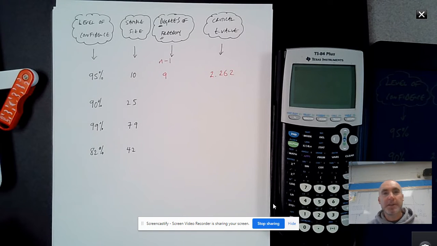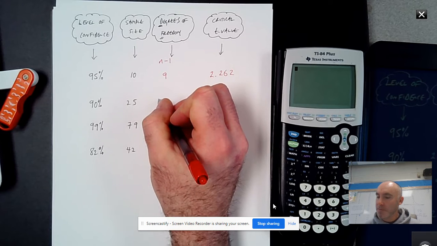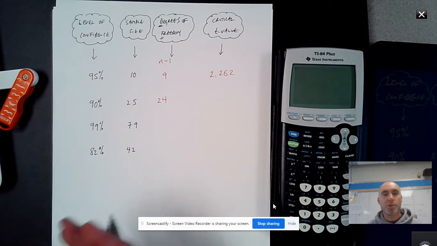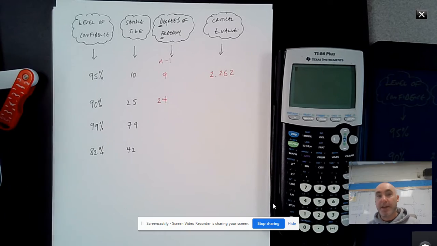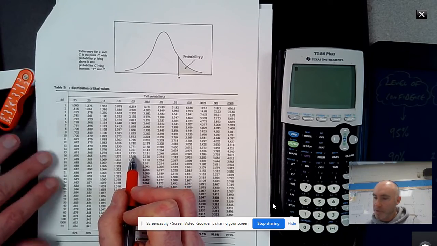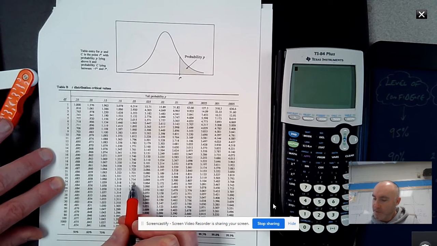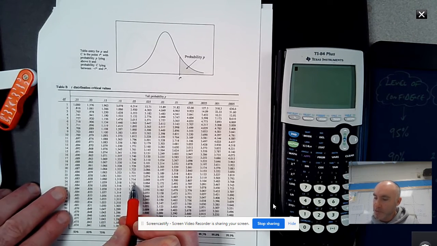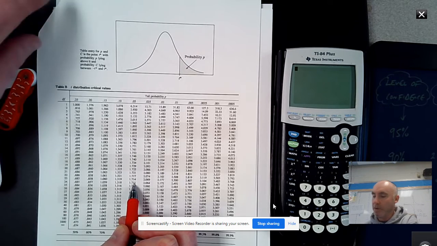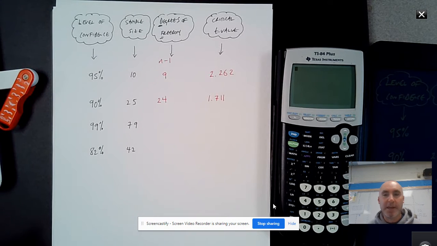All right, let's do another one. Let's say I'm looking at 90%, but this time the sample size is 25. So I know that my degree of freedom is going to be 24. Remember, it's always one less than the sample size. So 90% with 24 degrees of freedom, there's 90% at the bottom. And we're going to go up to 24 degrees of freedom. There's 24. There's 90%. So it's 1.711. And it really is that easy.